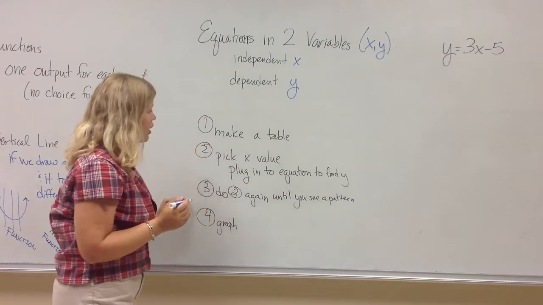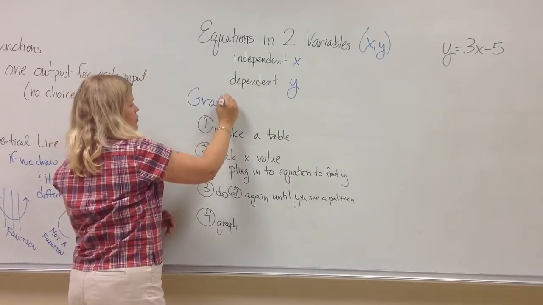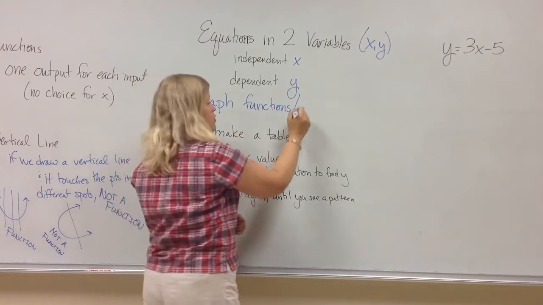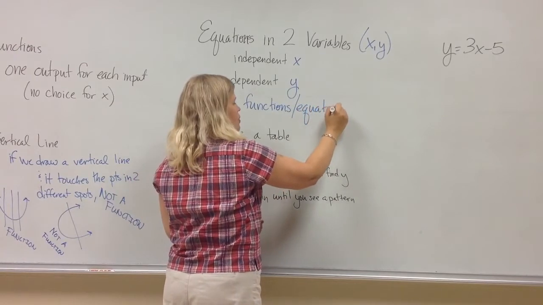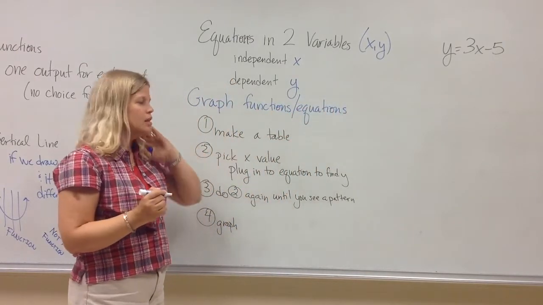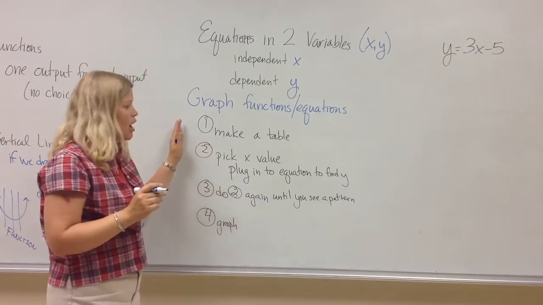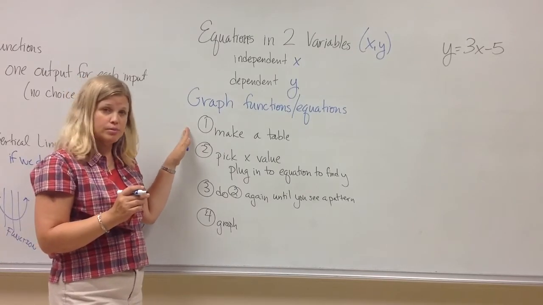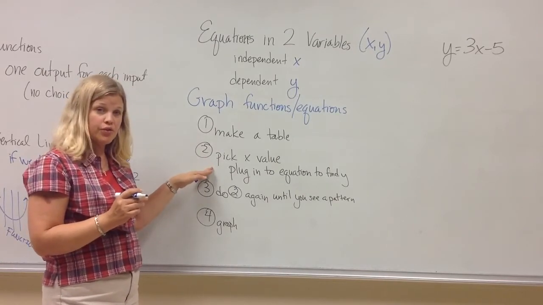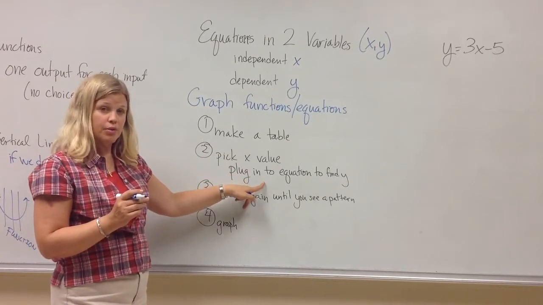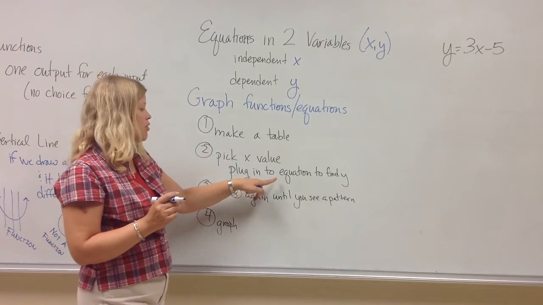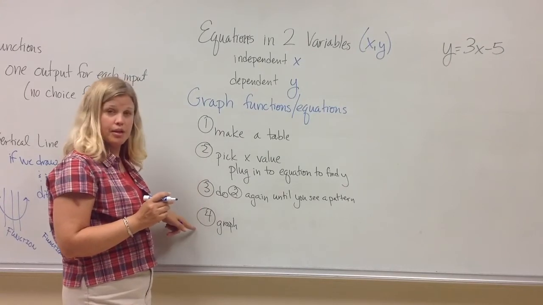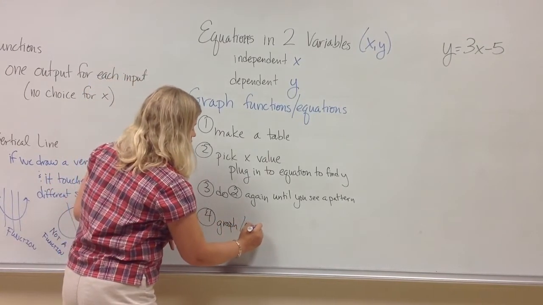Right here, I have a way to graph functions, or we can even refer to them as equations. We're going to look at the difference between these in a minute. It's not a real big difference, you don't have to worry about it. These are steps you all did in Algebra 1, and hopefully you got pretty good at it. The first thing you're going to do is make a table. You get to pick numbers for x. You plug them in, or the fancy word, evaluate. We plug it into the equation to find y. We keep doing that a bunch of times, and then we can graph and connect the points.